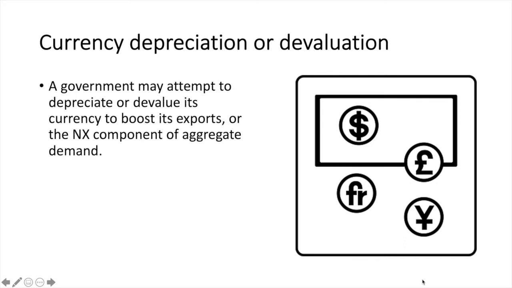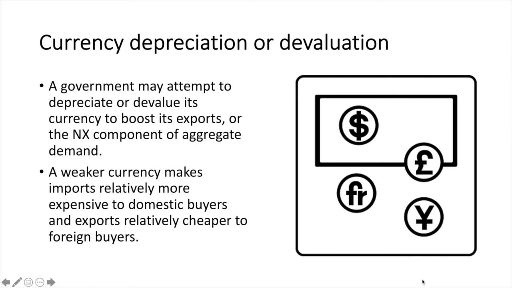The third tool of monetary policy is currency depreciation or devaluation. If the government operates a freely floating exchange rate, it is a depreciation. If they operate a fixed exchange rate, it would be considered a devaluation. A government may attempt to depreciate or devalue its currency to boost its exports or the net export component of aggregate demand.